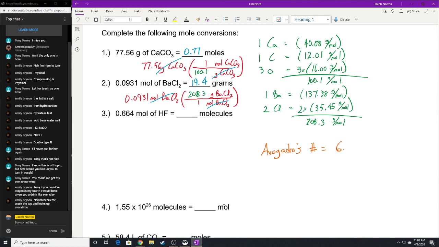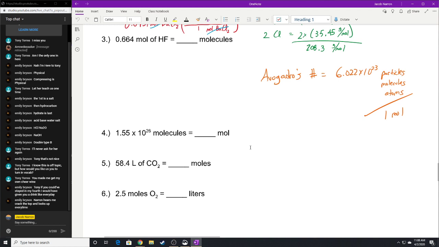Avogadro's number is 6.022 times 10 to the 23rd. 23 what? Well, that means particles, molecules, atoms, whatever, per 1 mole. That many in 1 mole. I use the example of eggs in a dozen. There's 12 eggs in 1 dozen. Well, there's 6.022 times 10 to the 23rd atoms in 1 mole of something. So that's how we're going to use that.